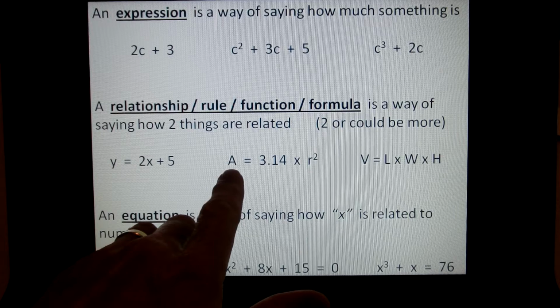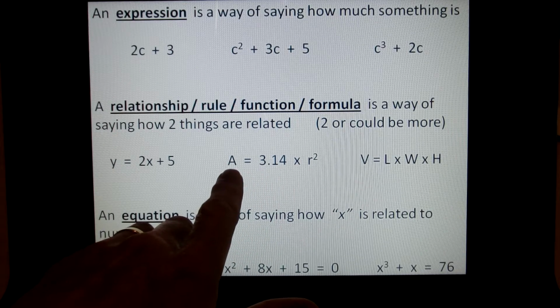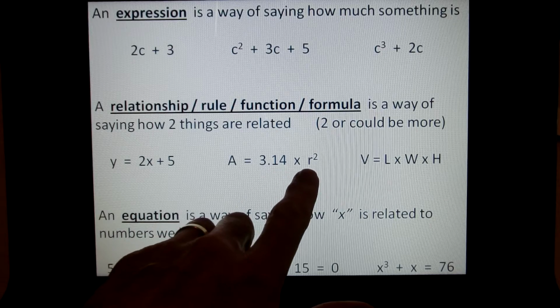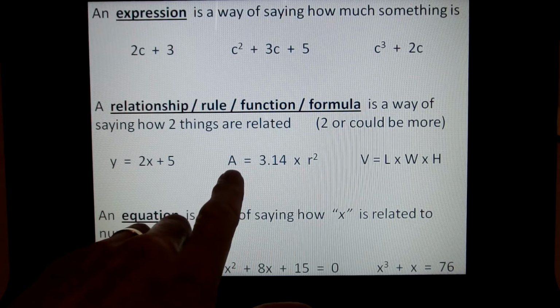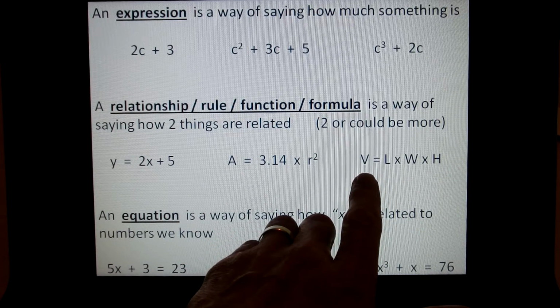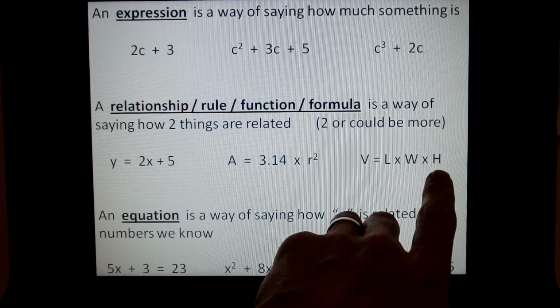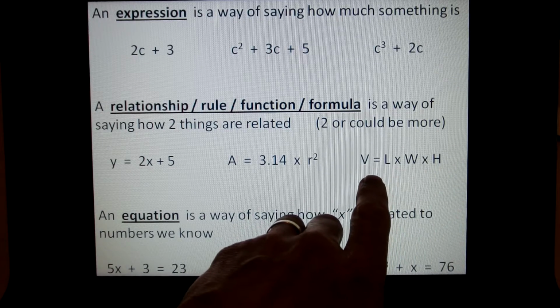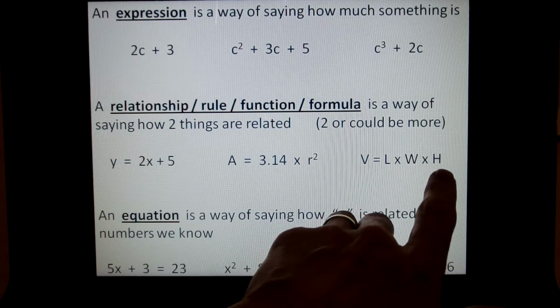Here's a formula, you could call this, or a rule or a function. It shows how to work out the area of a circle from the radius of the circle. So that's a relationship between the radius of the circle r and the area of the circle a. This is another relationship. This shows how to work out the volume of a cuboid from the length and width of its base and its height. So this is a relationship between, in fact, four things: the volume, length, width, and height.